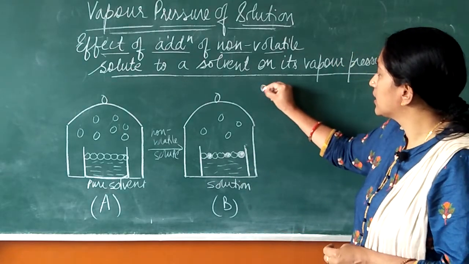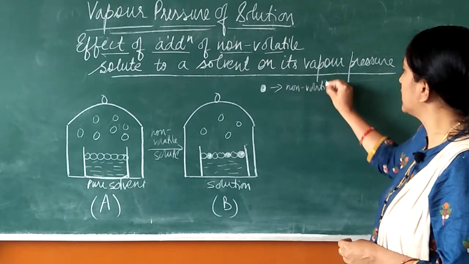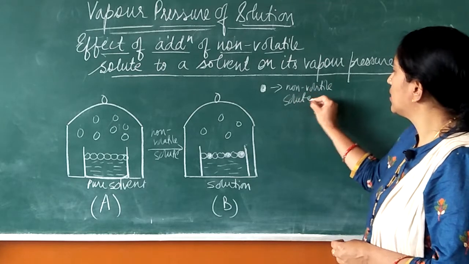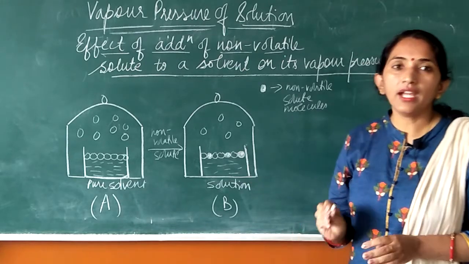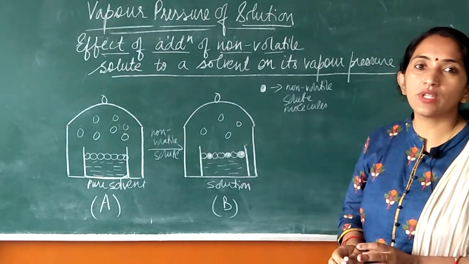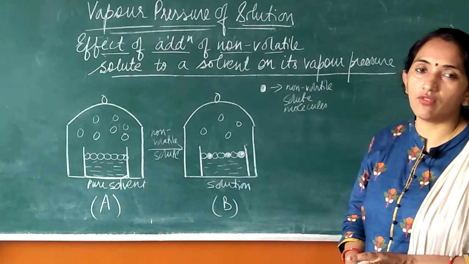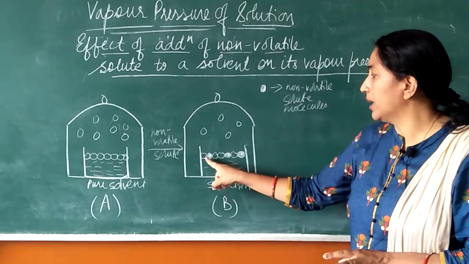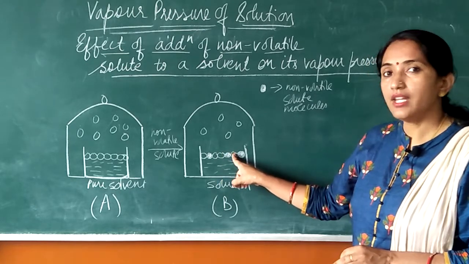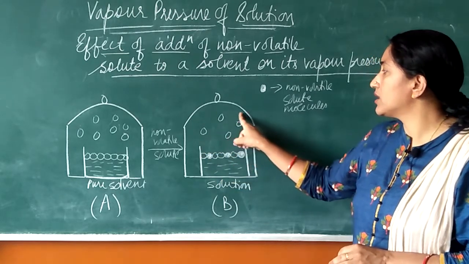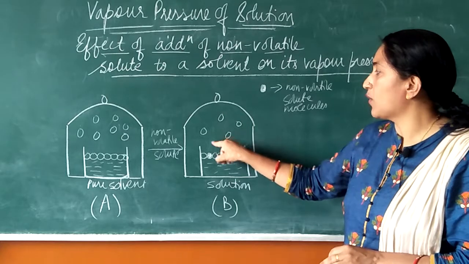These darkened spheres represent the non-volatile solute molecules. Though they are not volatile, that is, they don't have a tendency to escape from the surface of the solution, they still occupy the surface. As a result, the number of volatile solvent molecules on the surface is reduced, so the vapors of the solvent formed from the solution are very few.